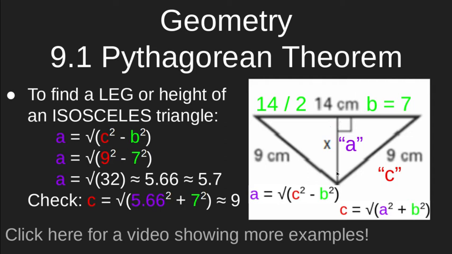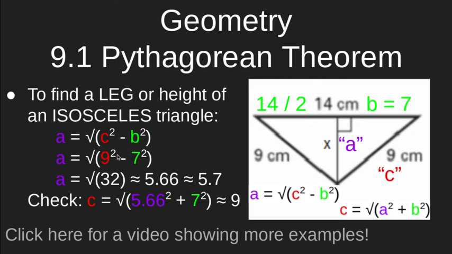We do know that both of these lengths, these legs on the isosceles triangle, are the same, 9 centimeters. We know that x has to be a perpendicular bisector, which means that 14 is going to be divided by 2. And now we have the hypotenuse, the C, on the right triangle on the left side here, and we have the B, which would be 7, the leg here.